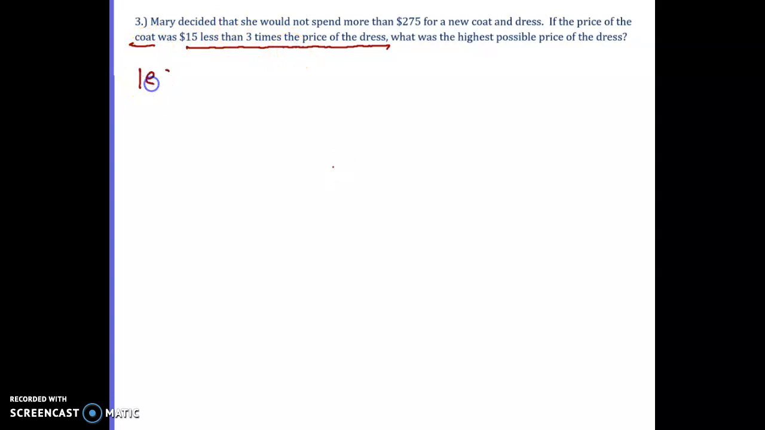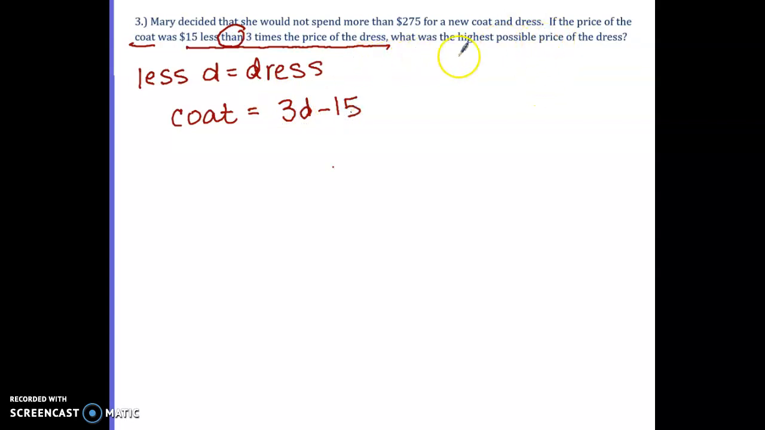So let's let D be equal to the dress. If D is the dress, then the coat expression could be equal to $15 less than 3 times the price of the dress. So 3 times the dress minus 15. There's our two expressions. Okay, if the highest possible price. Now, if we're buying them together, we're going to buy our dress, and then we're going to buy our coat.